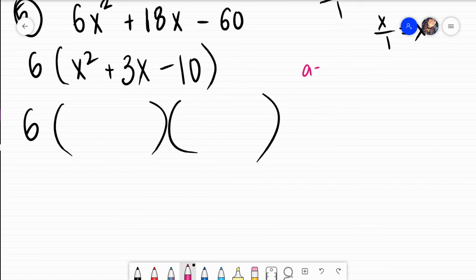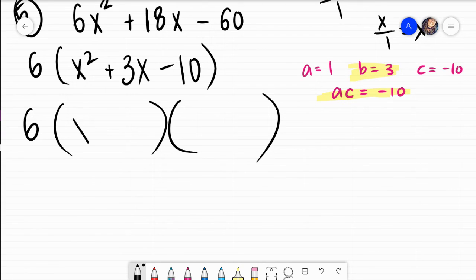I know that my A is 1, my B is 3, my C is a negative 10. I know that if I do A times C, I'm going to get a negative 10, right? So the two things I'm trying to satisfy is that they multiply to give me a negative 10 and they combine to give me a positive 3. Well, think about the different ways you can get to 10 using multiplication. 1 and 10 and 2 and 5. Like, that's literally it, right? So I'm thinking I'm going to lean towards the 2 and 5.